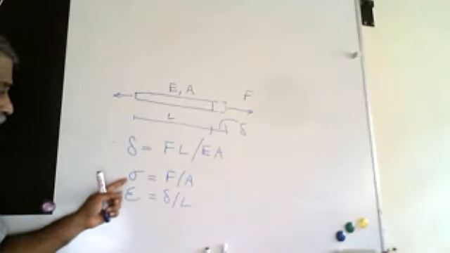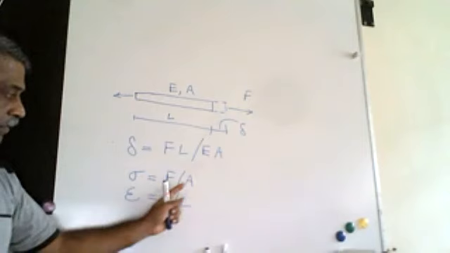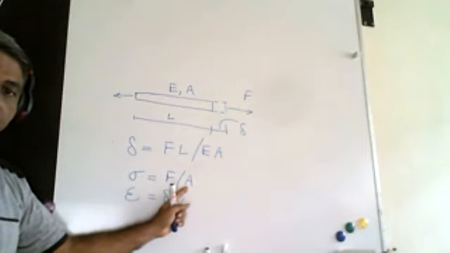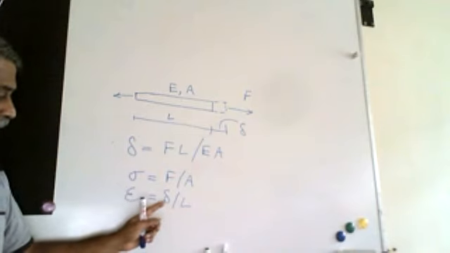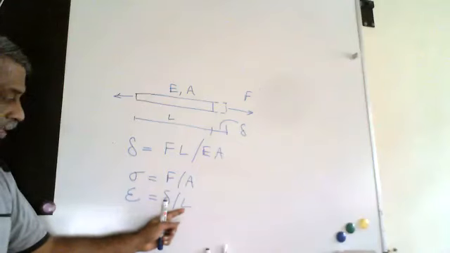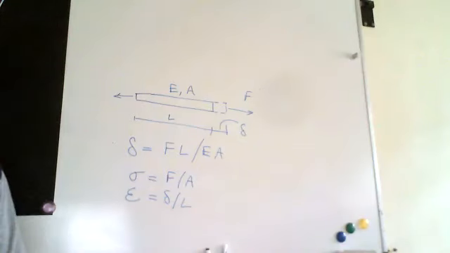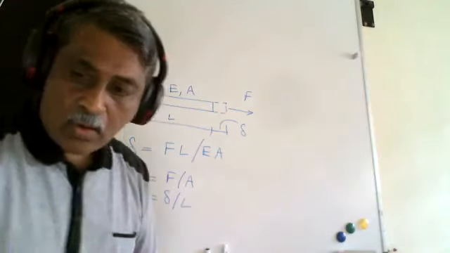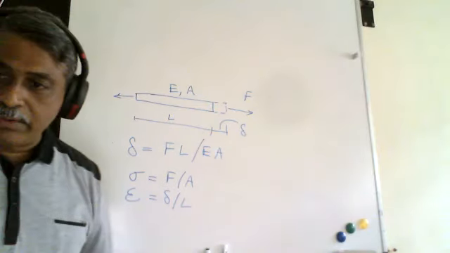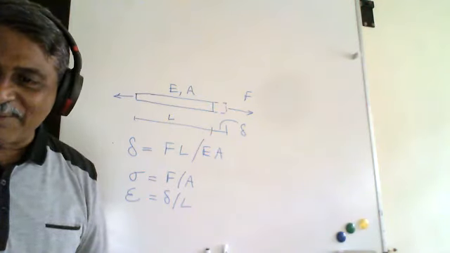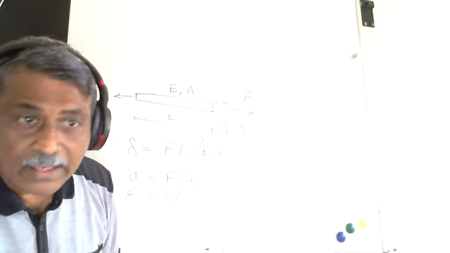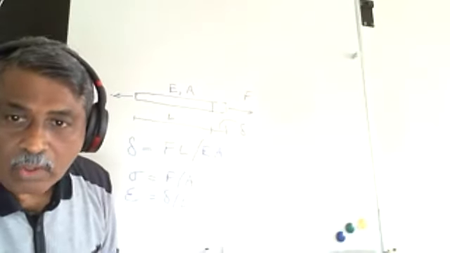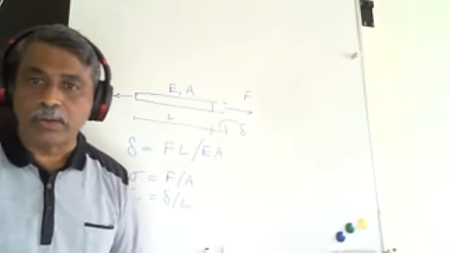Now, sigma equals F by A, which means I'm introducing a geometric parameter A over here. Epsilon is equal to delta by L. Delta is the elongation and L is the geometric parameter. Okay. Now, on the chat box, I'm going to ask you a question. Let me see if I can have the chat box on. Okay. Chat box is on.